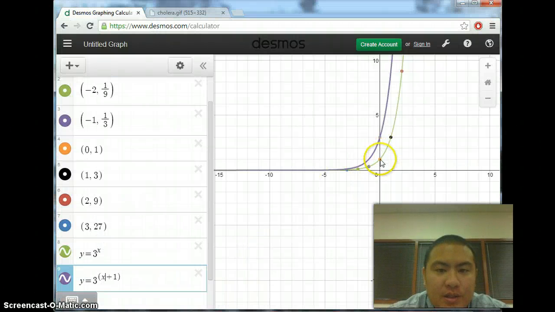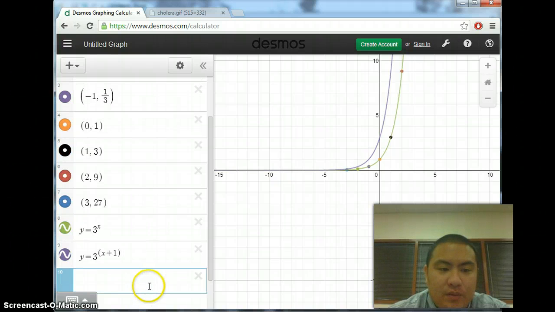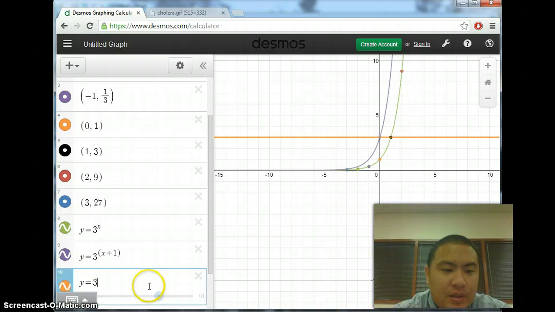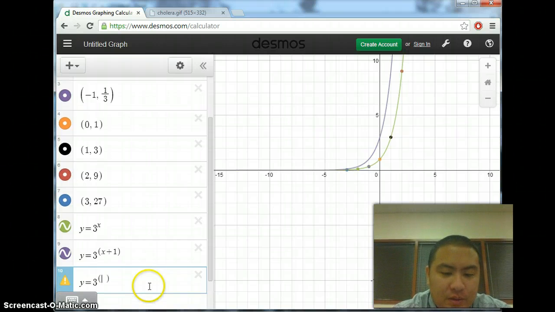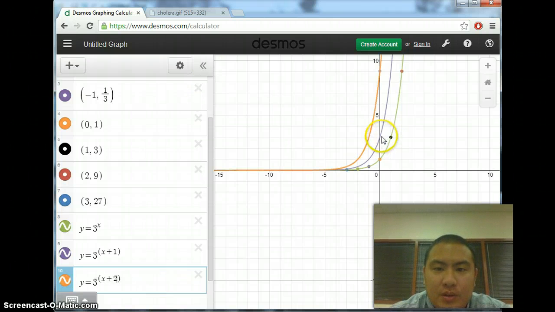Which direction did it shift? Well, the green, the parent function, the original, moved to the left 1. So by adding 1, you've moved everything to the left 1. Okay, so let's see if we do it to another one. y is equal to 3 to the power of x plus 2, and that moves it twice over, right? Instead of it being over here, this green one, it moved over twice to the left.